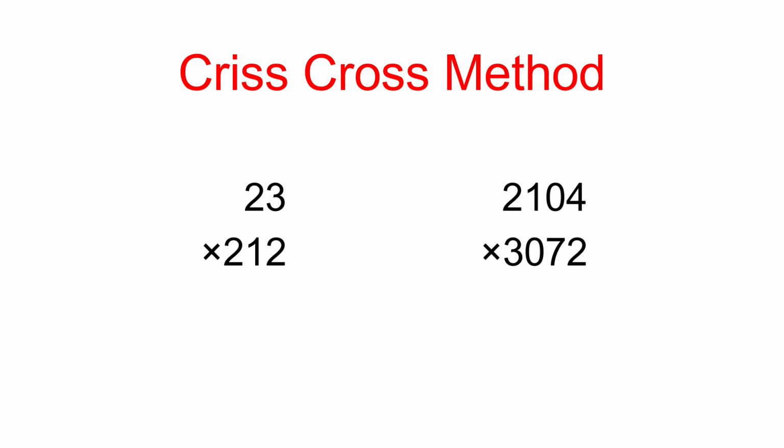In the previous video of crisscross method, we saw the multiplication of a two-digit number by another two-digit number and a three-digit number by another three-digit number. But what if we want to multiply a two-digit number by a three-digit number, or numbers larger than three digits? Let us cover the answer to this question in this video.